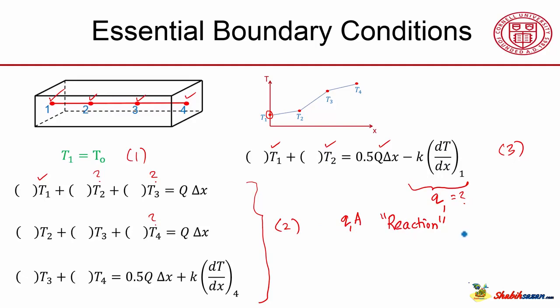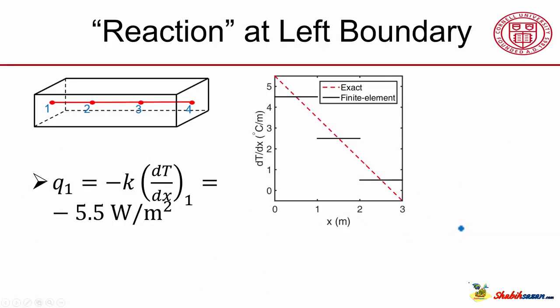And if I plug in the numbers, I get that the flux at that boundary is minus 5.5 watts per meter squared. And I picked K to be 1 in SI units, so dT/dx is just the negative of that, and that's 5.5. And it turns out it matches exactly with what you get from the exact solution.